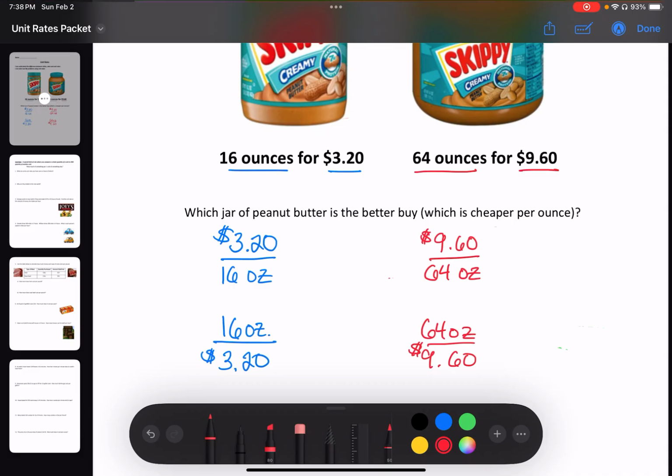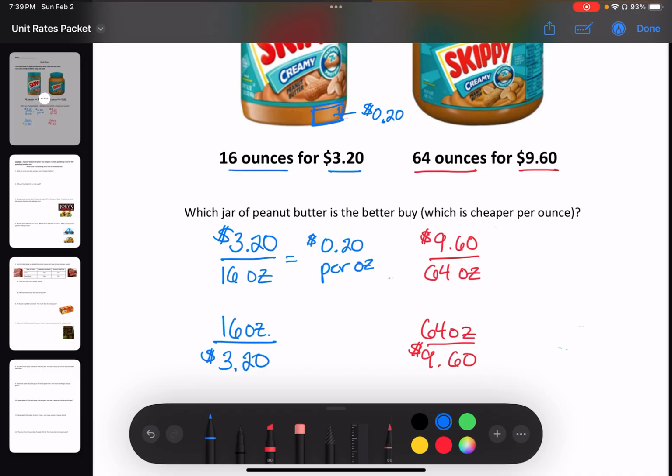Now we have a couple of different options from here. We can use that trick of cross multiplying to find a common denominator and then be able to compare the numerators. Or we can also look at it as a fraction, and we know that a fraction shows division. So if we take the $3.20 and divide it by 16 ounces, that will give us 0.2 or 20 cents per ounce. That means each of the ounces in the small jar will cost 20 cents if we were able to pull them apart.